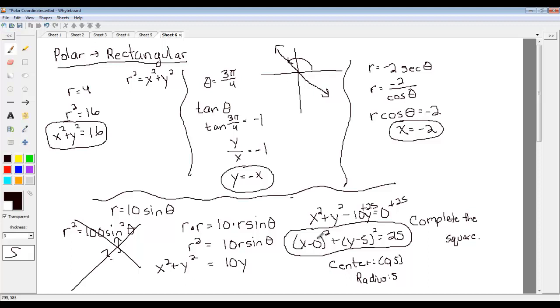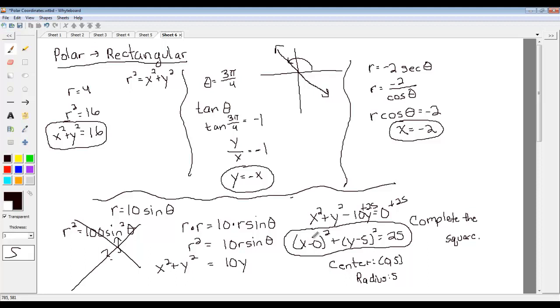Okay, well that's your introduction to polar coordinates. A little bit about graphing them, a little bit about how you can express them, how you can convert between the rectangular and polar coordinates, and how you can convert between rectangular and polar equations.